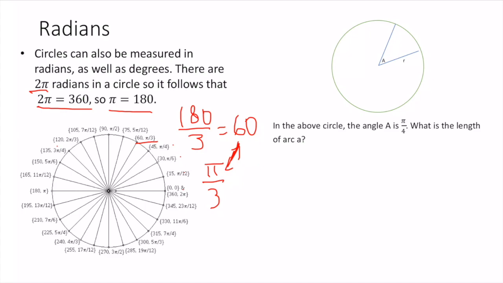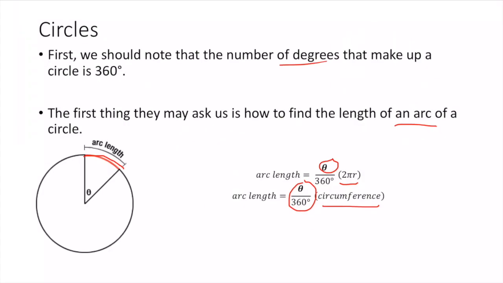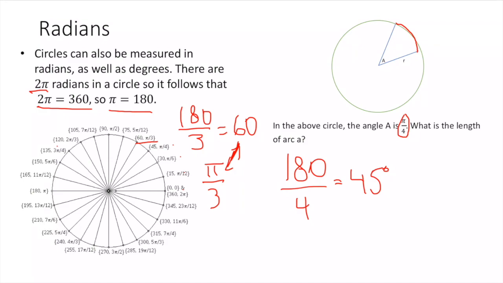In the above circle, the angle A is pi over 4. So what is the length of the arc A? It's asking me what is the length of this right here. Probably the easiest way to do this is to change this into degrees. So this is 180 over 4, which is equal to 45 degrees. Then we will use our arc length formula to determine what percentage 45 degrees is of 360.